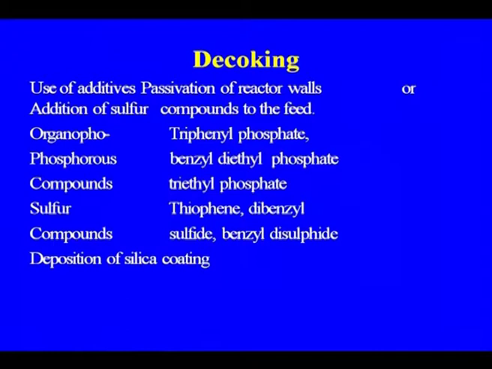Decoking, how to remove it? One was mechanical decoking, but there is also the use of additives which passivate the reactor walls, and addition of sulfur compounds to the feed. We have two types of compounds which various R&D divisions, after study, have found: organophosphorus compounds and some sulfur compounds, such as triphenyl phosphate, benzyl diethyl phosphate, triethyl phosphate, thiophene, dibenzyl sulfide, benzyl sulfide. These are some of the sulfur and organophosphorus compounds which can be added to reduce coke formation. Depositing a silica coating on the tube side is another option, because as I was telling you, iron and nickel catalyze the coking reaction.